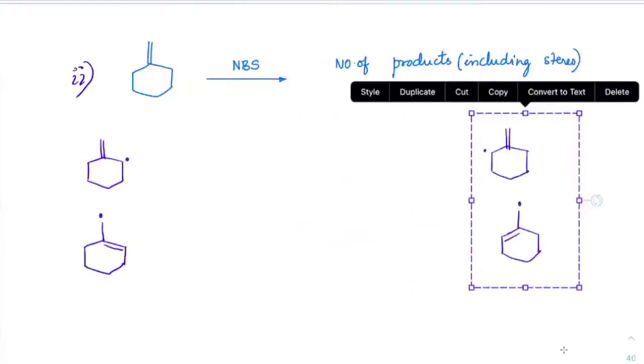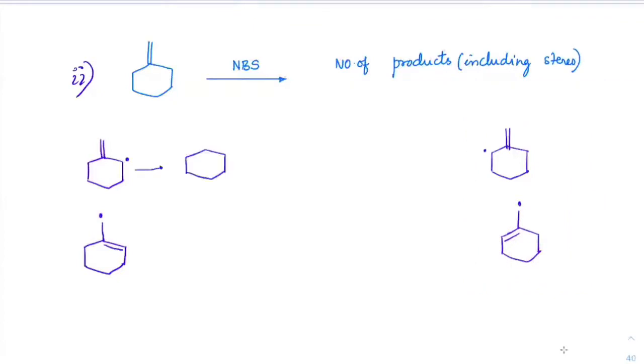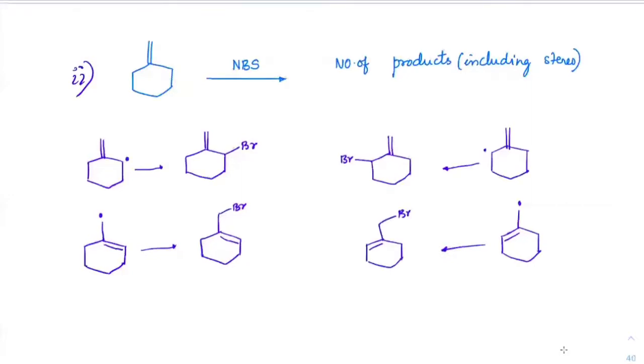First this, and let us write what products I can get here. On that radical, I can get bromine substituted here. Here I can get bromine substituted here, right? Sorry, double bond here. And with respect to this, bromine can get substituted at this position. And with respect to this, bromine can be substituted. These are the four possible cases which I can get.